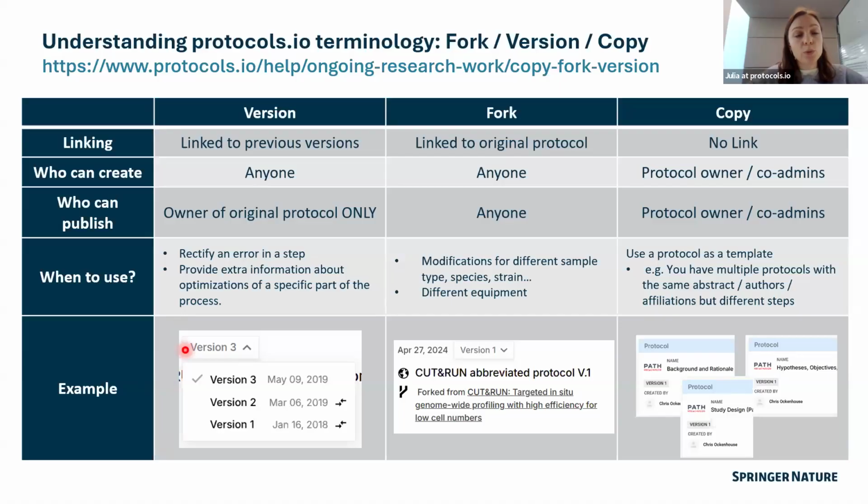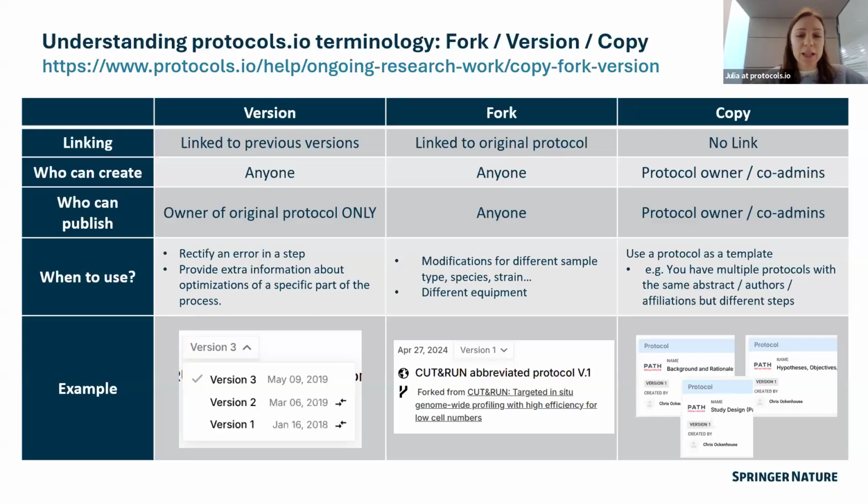And so the multiple versions are always linked together. Anyone can create a new version, but if you create a version of someone else's protocol, you cannot then publish that new version. You would need to transfer it back to them because only the owner of the original protocol can publish a new version.